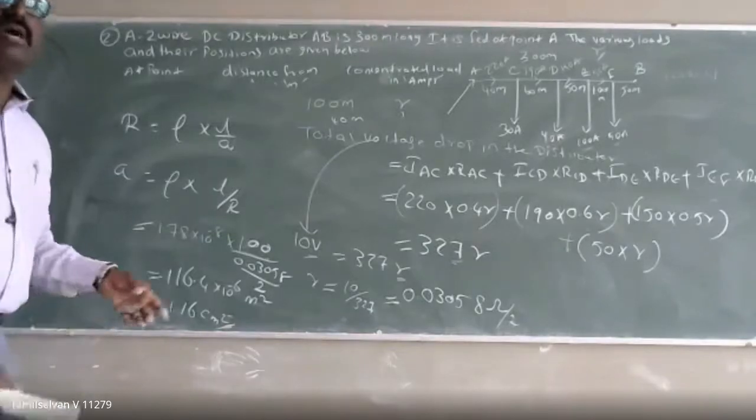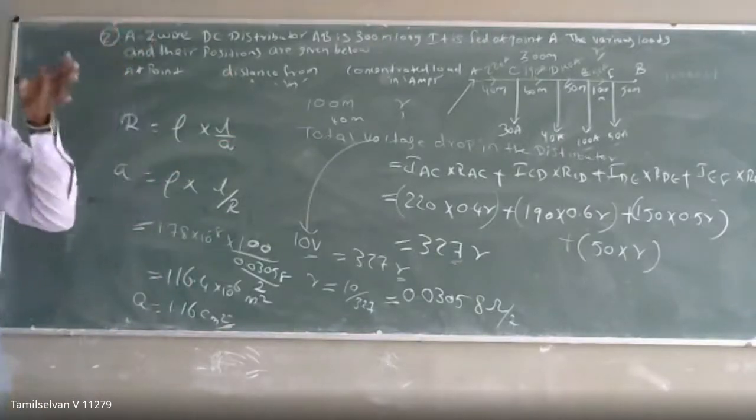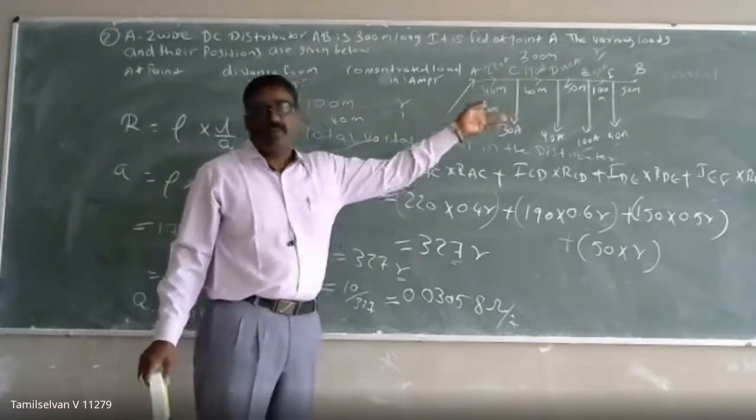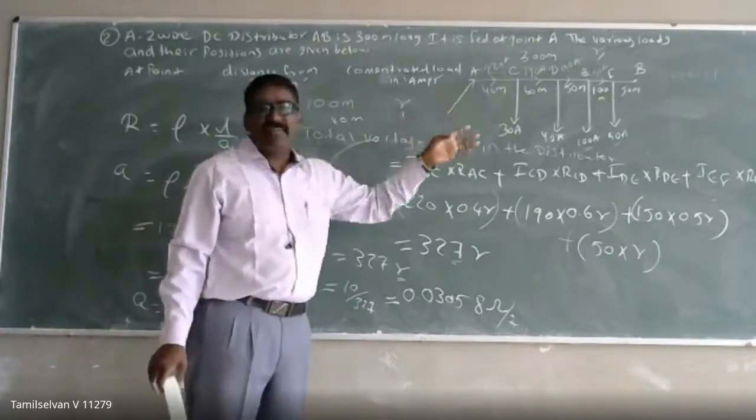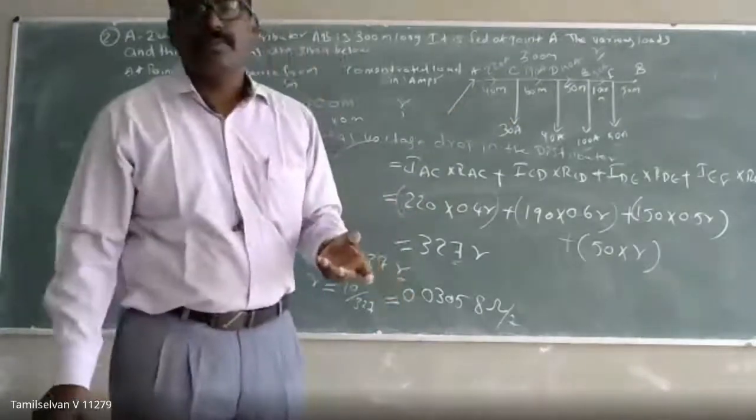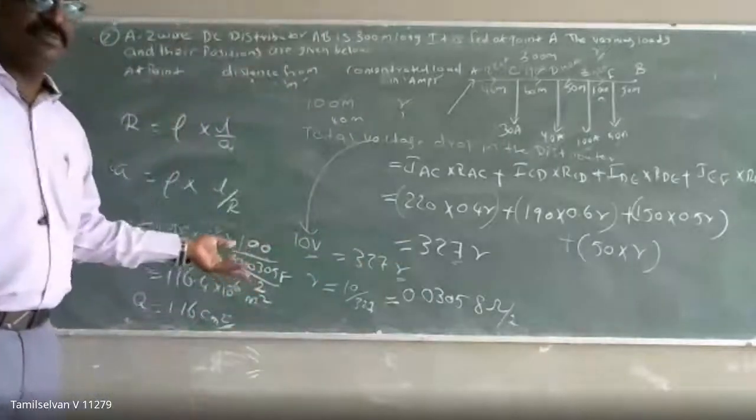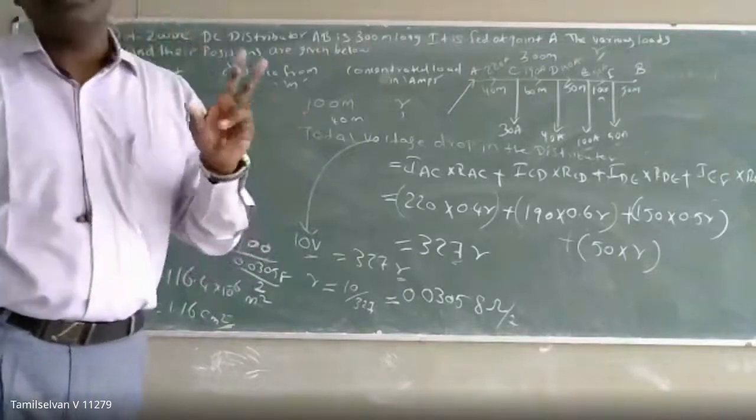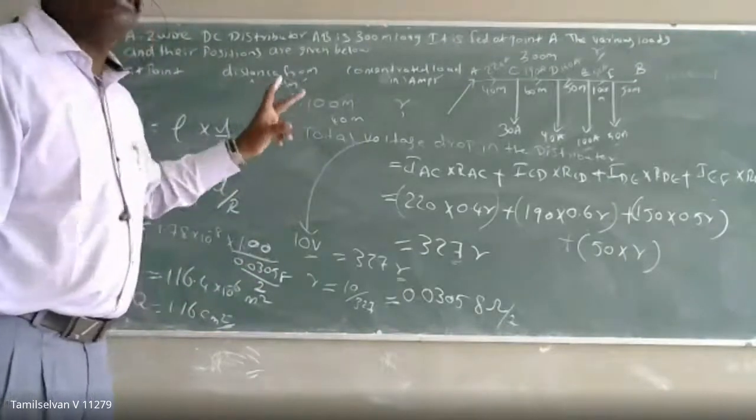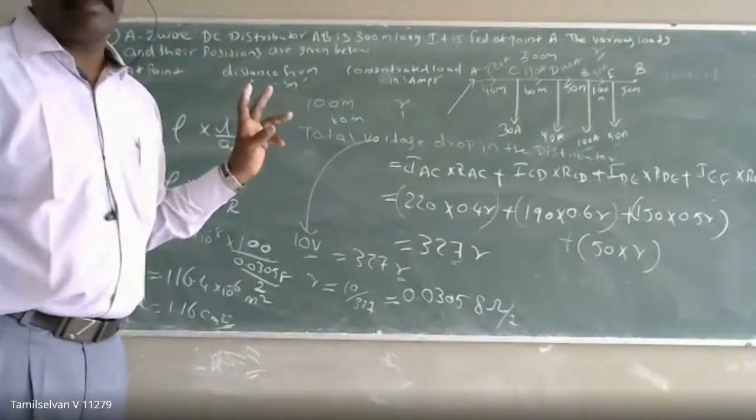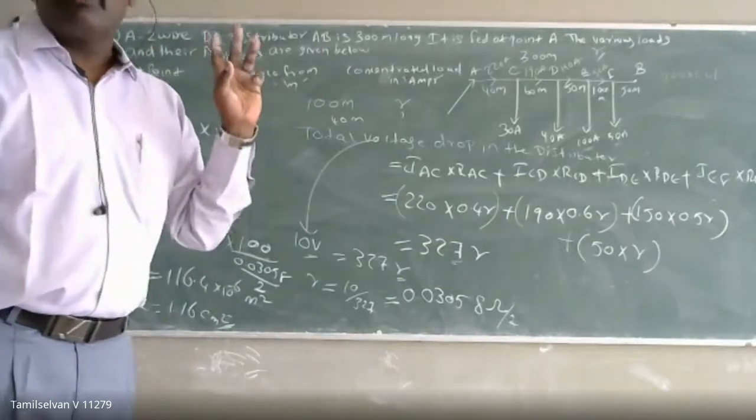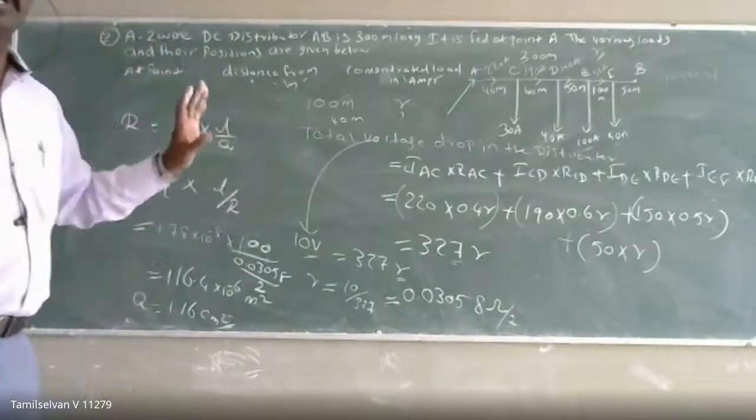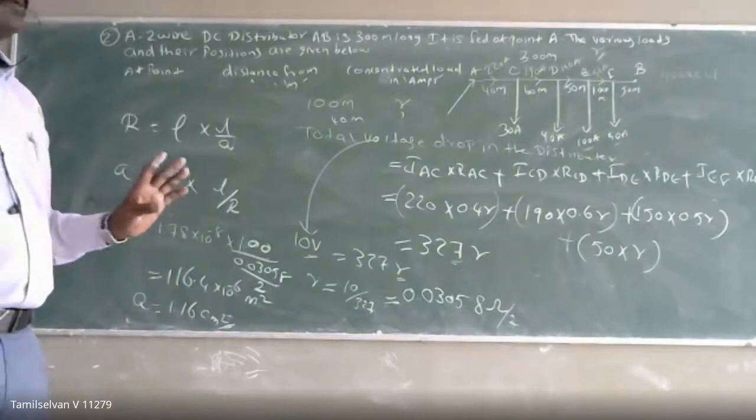The question may be of a different type. They will give the distributor and ask to calculate the potential at each and every load point, or determine the minimum potential point, or calculate the resistance or cross-sectional area of the distributor. Fundamentally, if you know Ohm's law and Kirchhoff's current law, then you can calculate all the parameters of your DC distributor. That is sufficient to solve the DC distributor problem, whatever it may be.